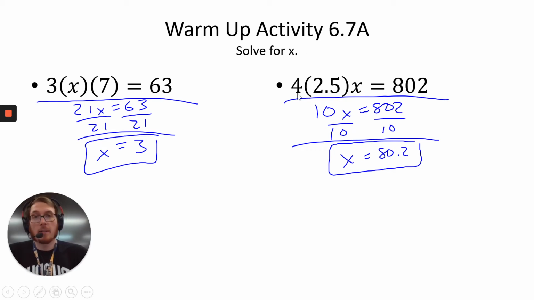That would be another option in order to find that answer successfully. In the next one, I'm going to multiply these two numbers together before I deal with the x. So 2.5 times 4 is 10, and then divide by 10 on both sides, and I get 80.2. If you can follow along with that idea as we're going through our lesson, I think you'll have a lot of success on today's homework assignment.